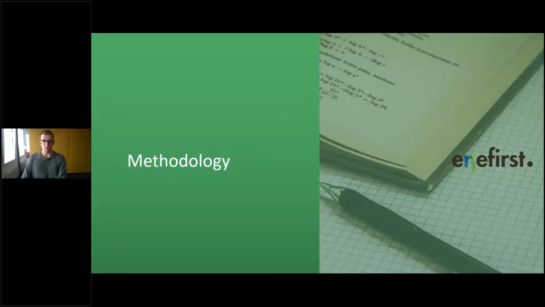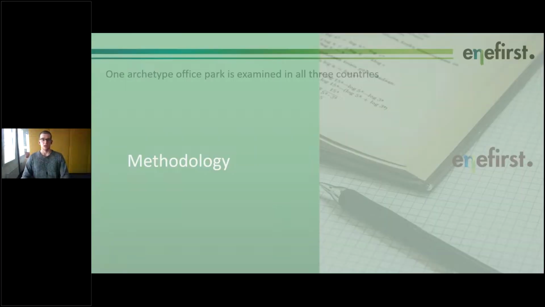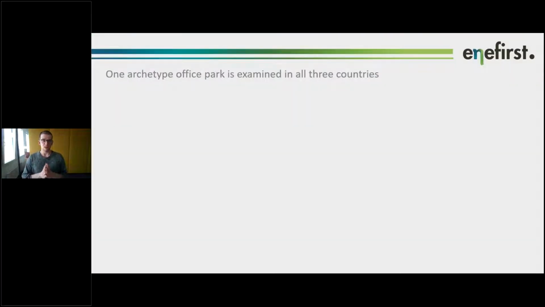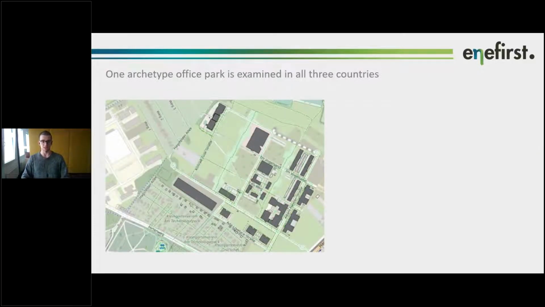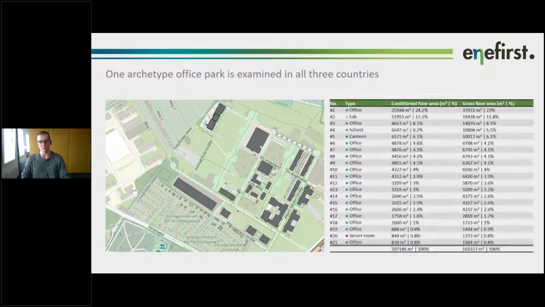So let's have a look at the methodology. I just mentioned this archetypical commercial area that we're examining. Here's an illustration of this. This is actually a real-life area situated in the city of Karlsruhe, which is basically the hometown of the institute that I'm working for. What do we mean by archetype? We take this local area, but basically assume that this is a fictitious area, but we also use it across these 3 countries that I'll be showing in a second.